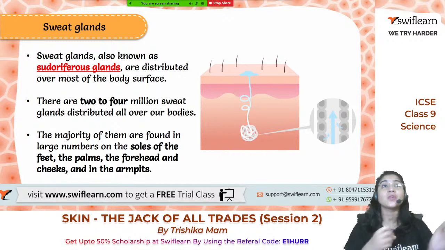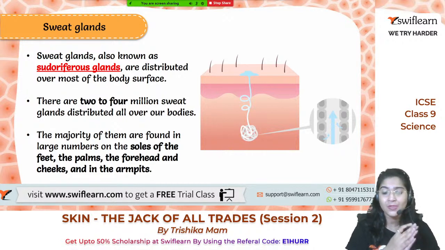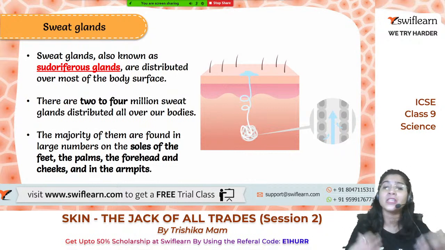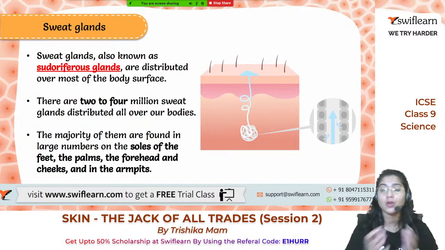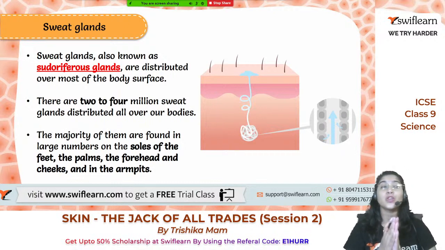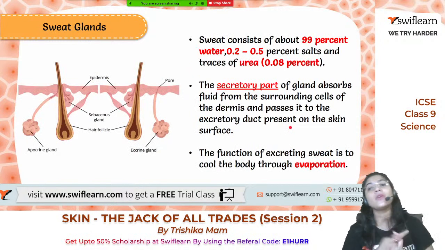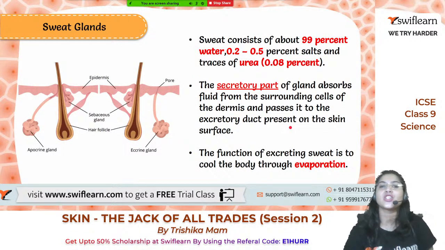Okay, it excretes the different harmful substances which we do not need in our body, and it also helps in regulating a proper, constant temperature of our body, to regulate the temperature with the surrounding temperature. Clear, right? So now we will come to know about the composition of the sweat.